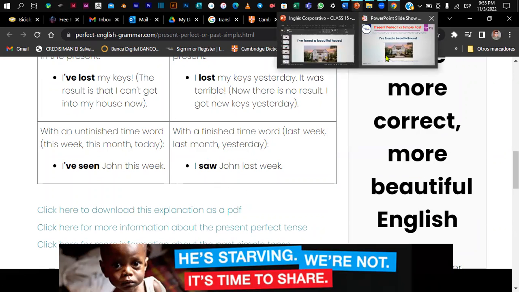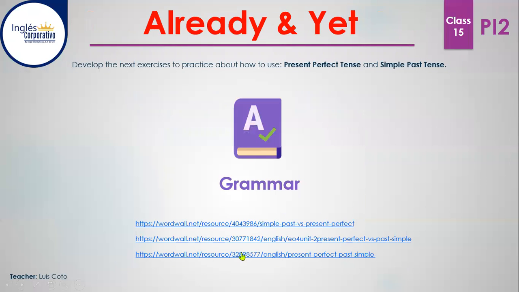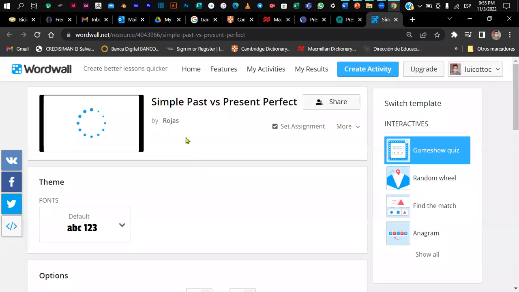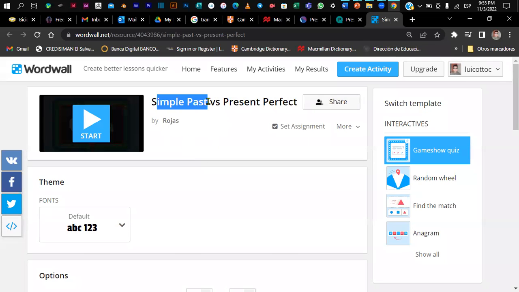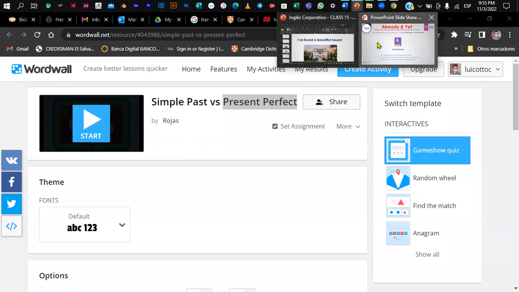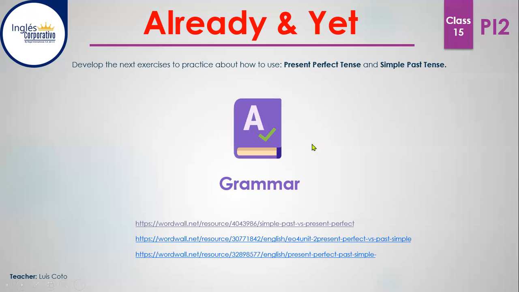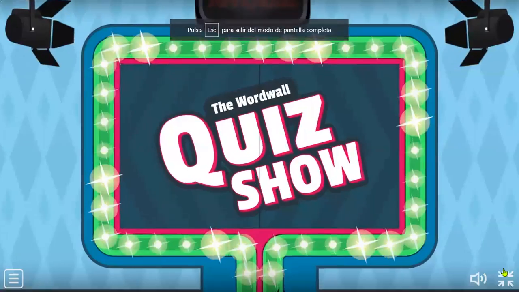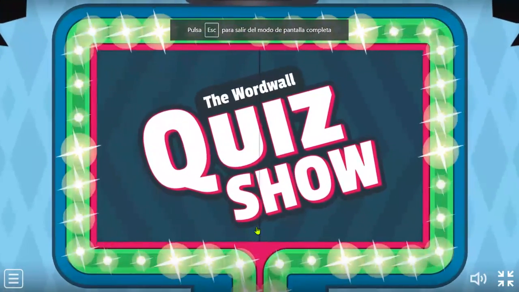All right, and guys, you can check the exercises about that. Simple past versus present perfect. So you can practice with these links. You have three links. Let's review the first one. Let's do a couple of exercises with this one.